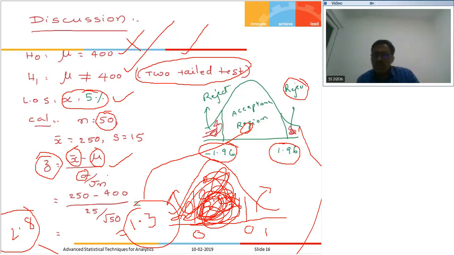Once we have this region called the critical region ready, then depending on Z, we'll see where it lies. If it is inside the accept region, we accept, otherwise reject. Accept null hypothesis, or reject null hypothesis, which means accept the alternate hypothesis. This is how we interpret the results after doing this Z calculation, T calculation.